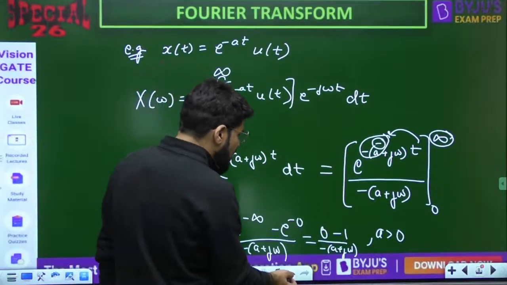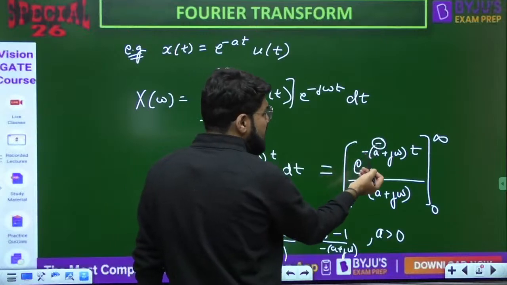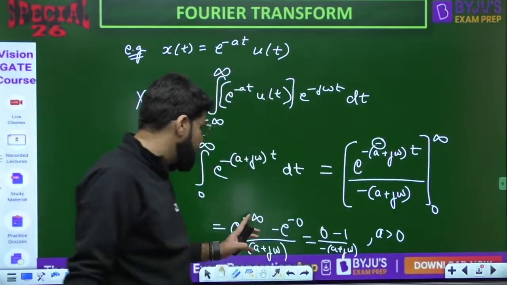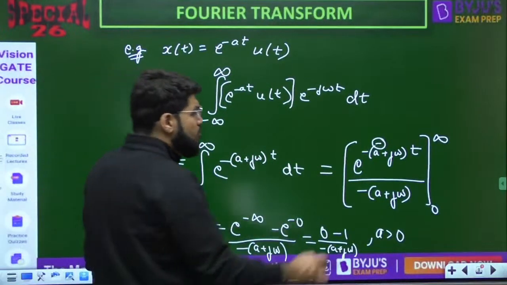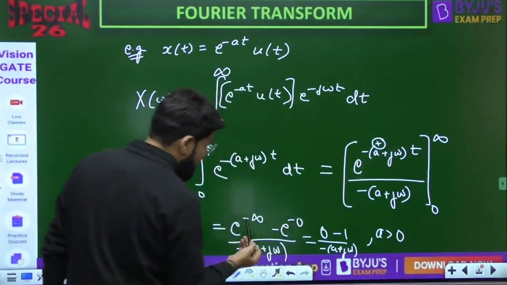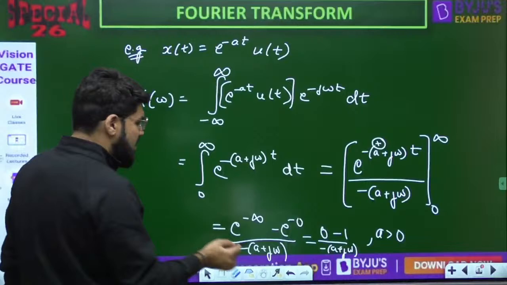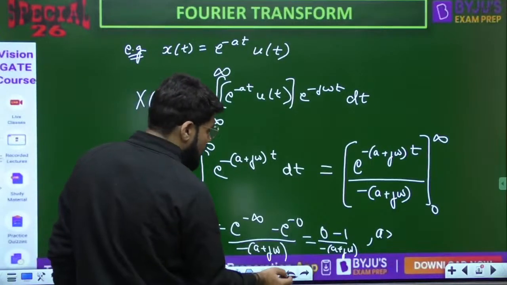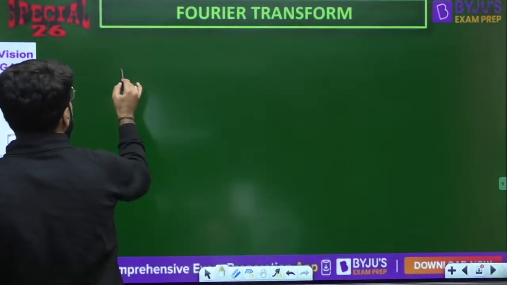So you have to ensure that a doesn't take a negative sign here, otherwise you will be going to positive infinity for the upper limit. So you have to ensure that a is positive, so that you have e power minus infinity, and that is tending to 0. So this one is the quicker formula that we can write down.